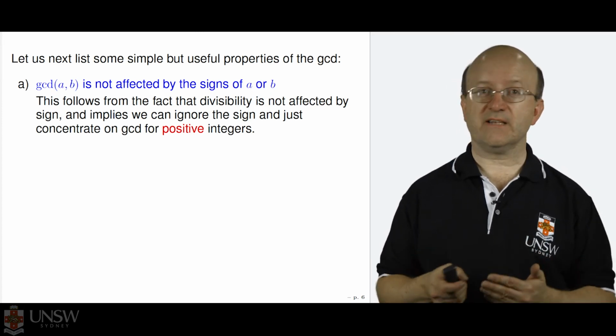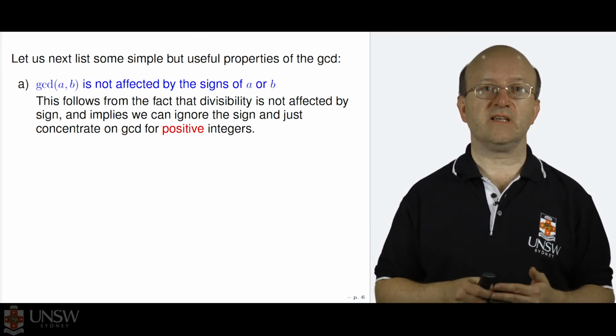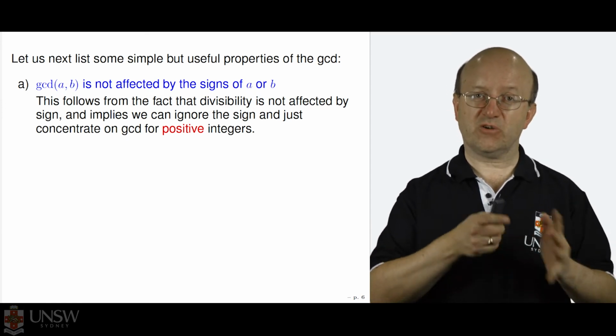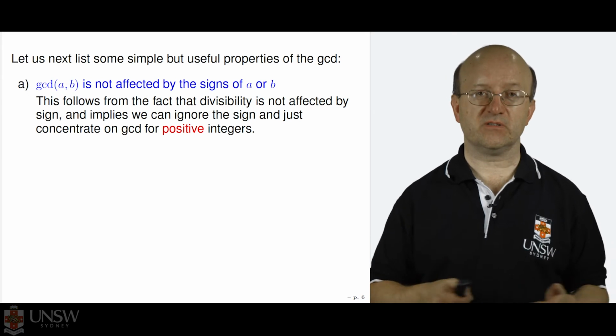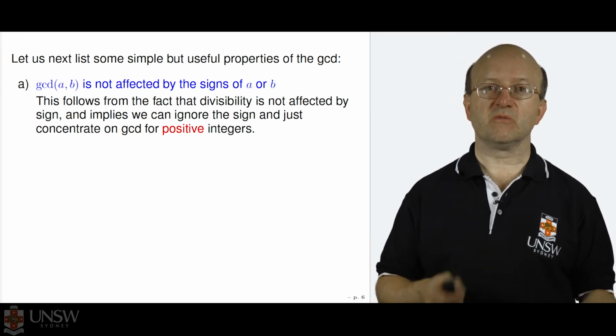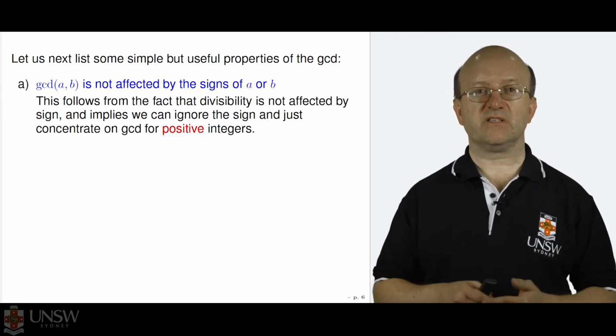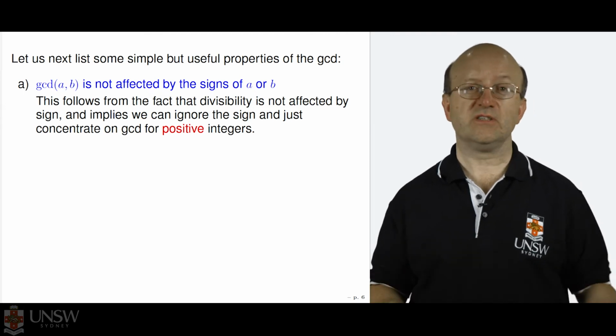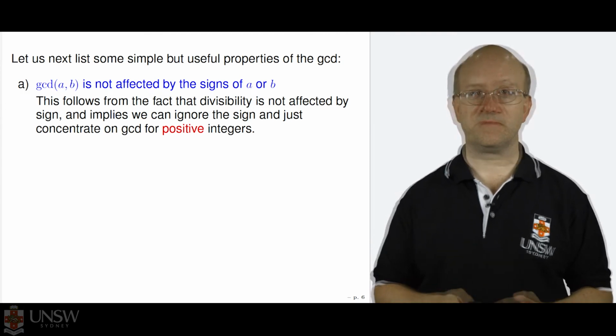And the key point here is it implies when we want to find the GCD of two integers, positive or negative, we might as well just throw the sign away and just concentrate on GCD for positive integers. Go back to our previous example, we saw the GCD of 6 and 21 was 3. Well, the GCD of minus 6 and 21 will be 3 as well, and the GCD of 6 and minus 21, and the GCD of minus 6 and minus 21.